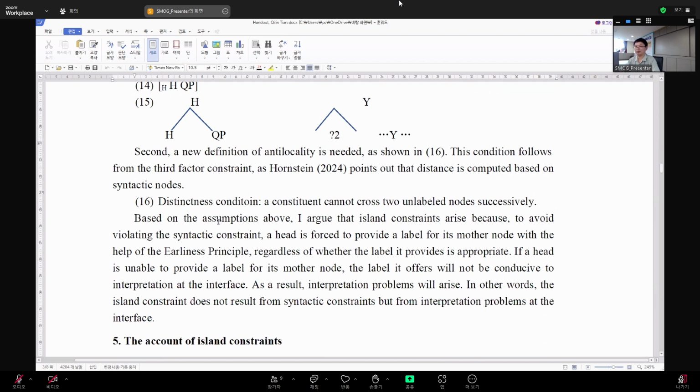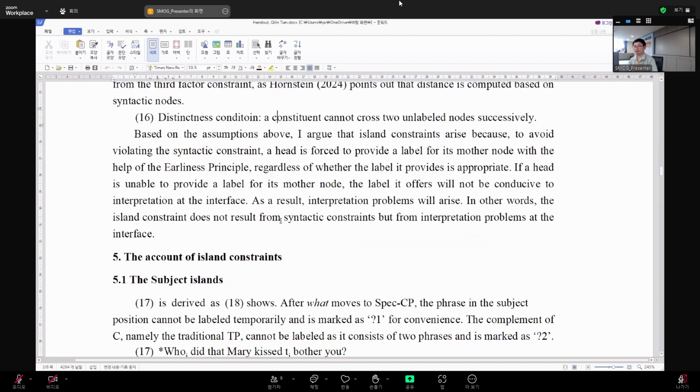And my second hypothesis is, I think, that a new definition of anti-locality can be advanced. My new definition of anti-locality is this: a constituent cannot cross two unlabeled nodes successfully. I think this condition follows from the third factor constraint, because Houston proposed that the distance is computed based on syntactic nodes. Based on the assumption above, I argue that the anti-locality constraint arises because, to avoid violating the syntactic constraint, a head is forced to provide a label for its mother node with the help of the earliness principle, whether the label it provides is appropriate or not. If the head is unable to provide the label for its mother node, the label cannot be interpreted at the interface, and then the structure will be unacceptable because there is an interpretation problem at the interface.